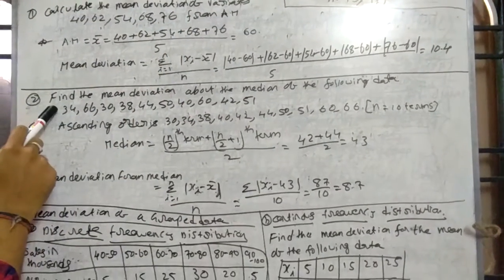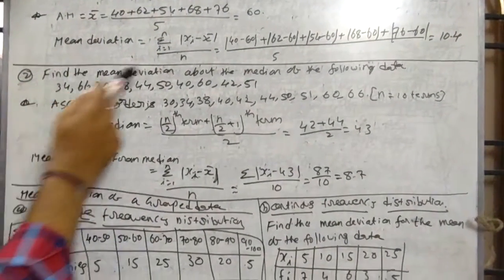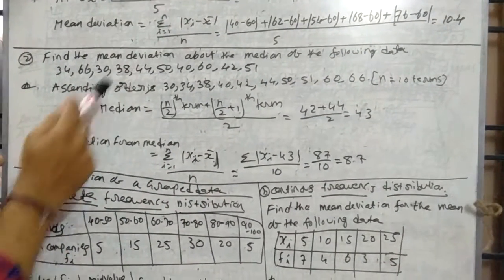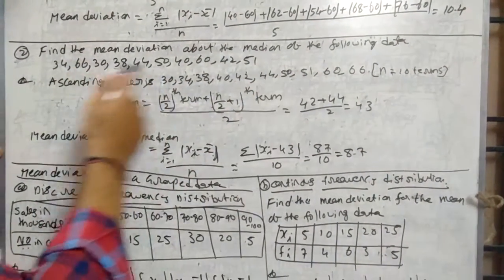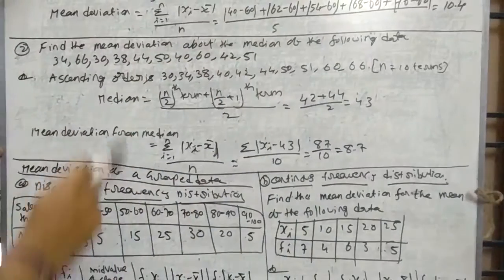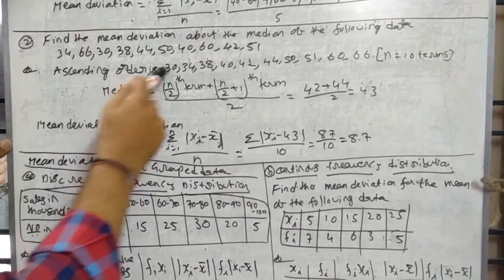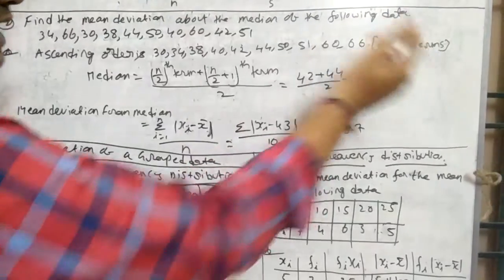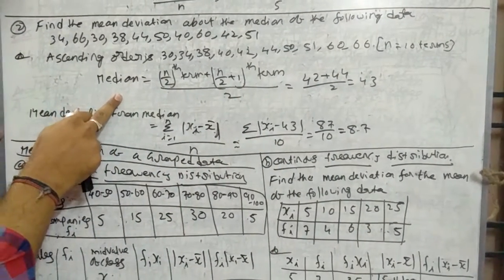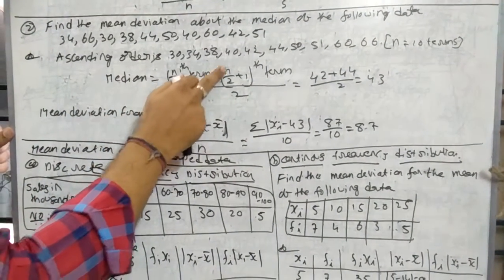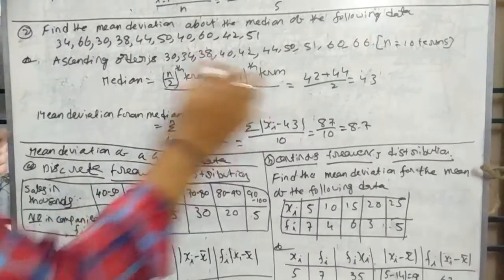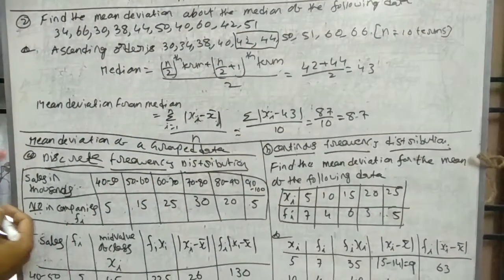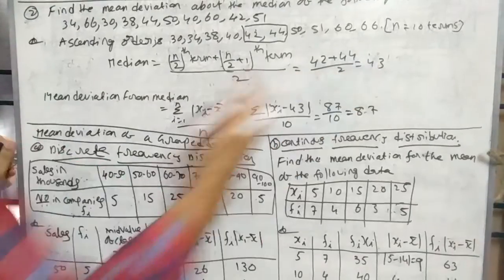The same raw data, another one, here from median, and this one is from arithmetic mean. So another problem, ungrouped data. Find the mean deviation about the median of the following data. For this, the given number of terms is an even number of terms. I have written that in ascending order. If the n value is 10, the median is the n by 2th term plus n by 2 plus 1th term, that is 42 and 44 by 2. You will get the median as 43.